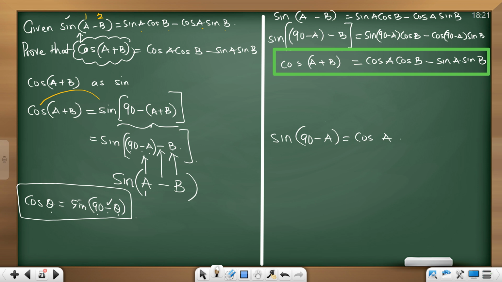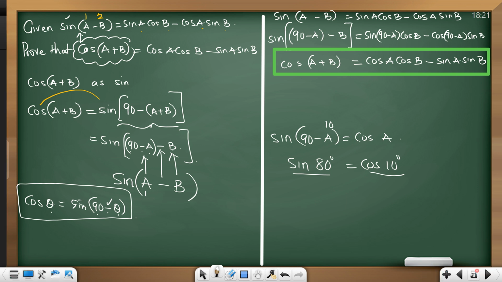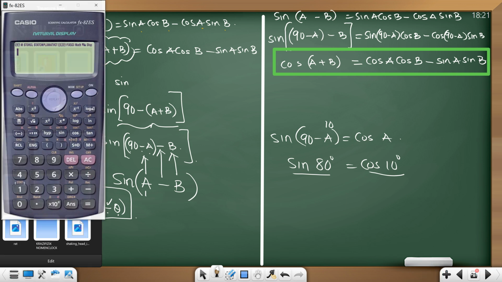Let's try it. Put 10 here as A. What would that be? Sine 80. But what is my A? 10. If you check your calculator, we're going to have the same. A simple way to do that: calculator, sine 80 equals that, right? Let's find it in terms of cos. Shift cos answer. 10.